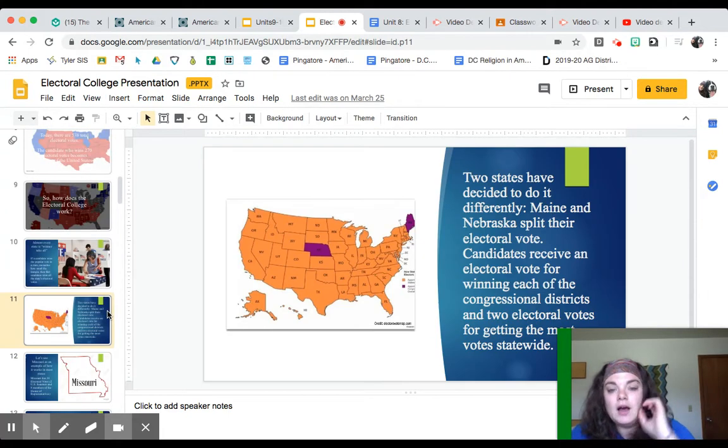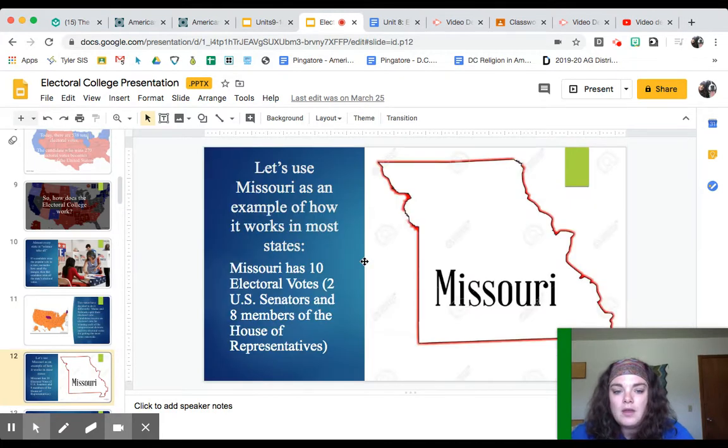But again, most states, all these orange states, are winner-take-all. Only Nebraska and Maine choose to split these up differently. Let's bring it a little closer to home and talk about Missouri in the Electoral College and the election of the president and vice president. Missouri has 10 electoral votes. 2 of those votes come because we are a state and we have 2 senators. And then 8 of those votes come because, according to our population, we have 8 representatives, 8 members of the House.